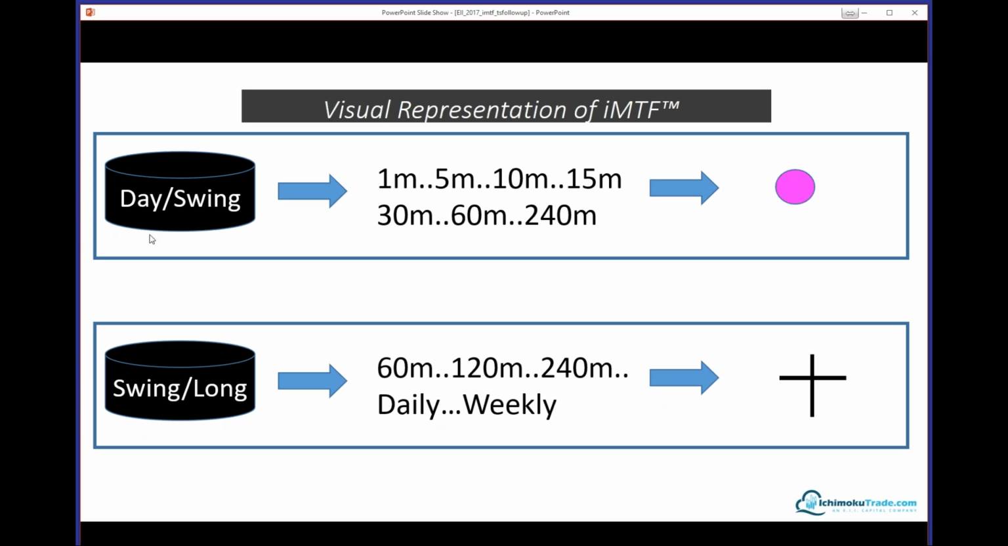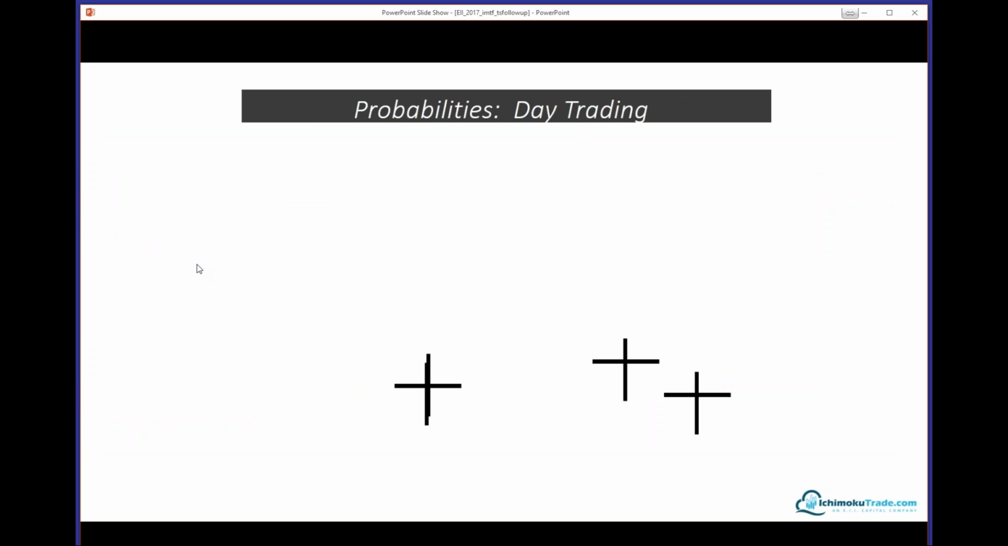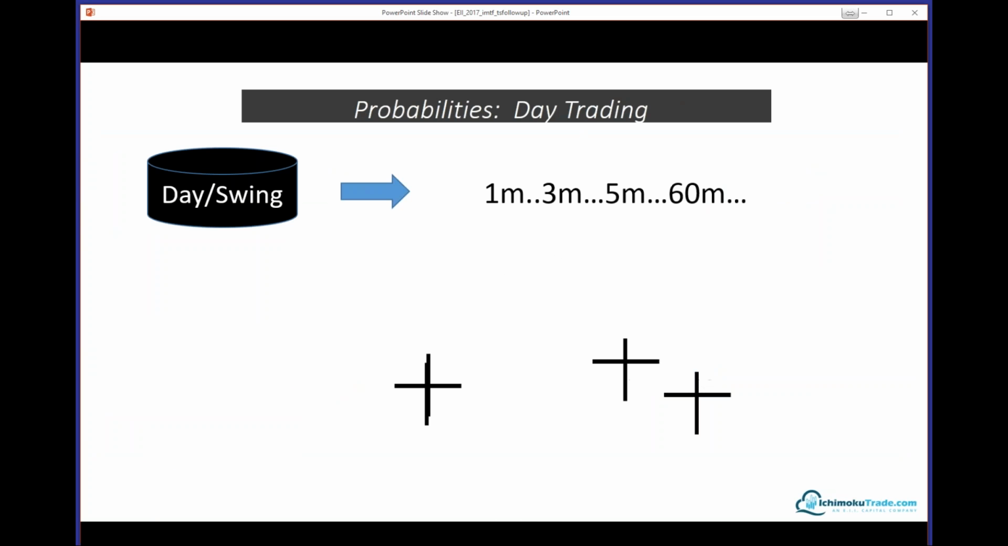Okay? Now, what are the probabilities and how do you use this? Let's go through that real fast. Let's say I'm a day trader where I'm trading anything from 1 minute tick level, 1 minute up to 30 minutes, 60 minutes, and so forth. If I'm a day trader, then what I'm looking for is a day swing.